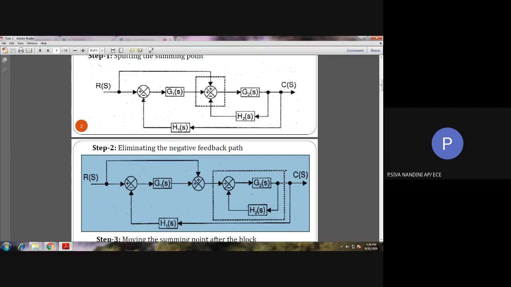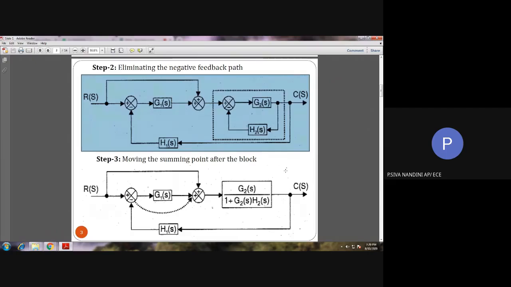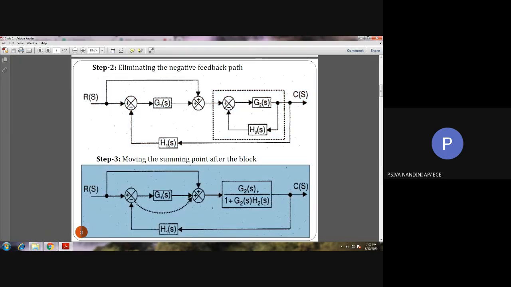So here we can reduce this negative feedback loop. As per the formula from the rule obtained, for a negative feedback loop, the formula is G/(1+GH). Here we have G2(s) instead of G and H2(s) instead of H. So while substituting the values in the formula, we obtain G2(s) divided by 1 plus G2(s)H2(s). The rest of the block diagram is the same as the previous second step.